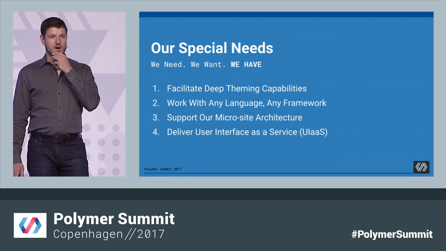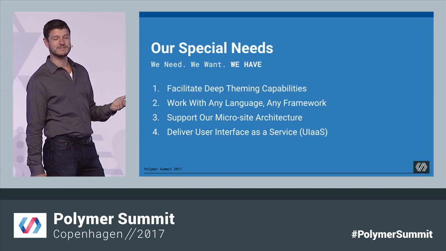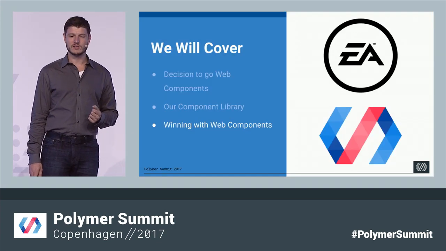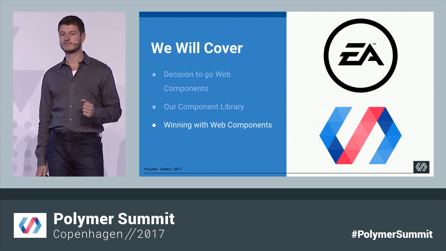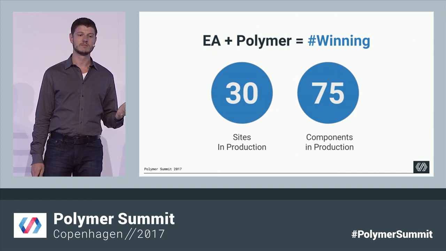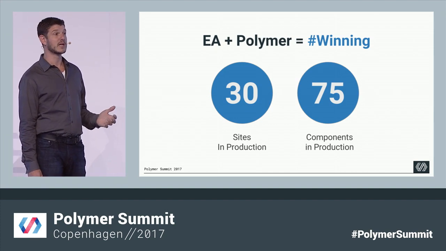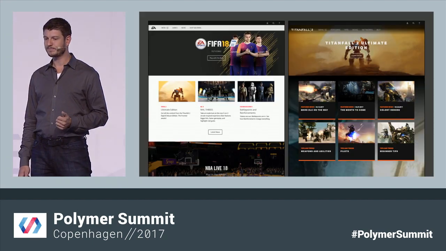So as you can see, our special needs have come to fruition thanks to Web Components and Polymer. Now, I'd like to briefly cover a few more wins and show off some of our sites. So as mentioned, we have 75 components in production. They're now powering about 30 sites in total. And that number is growing rapidly every day.